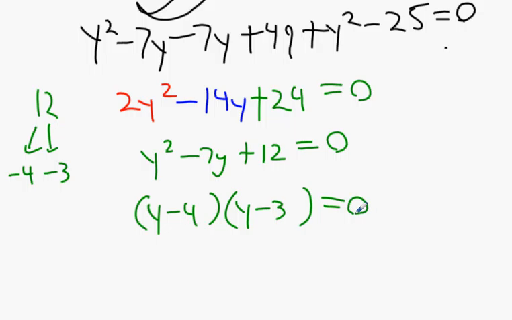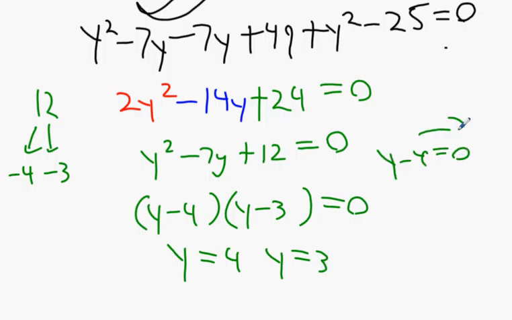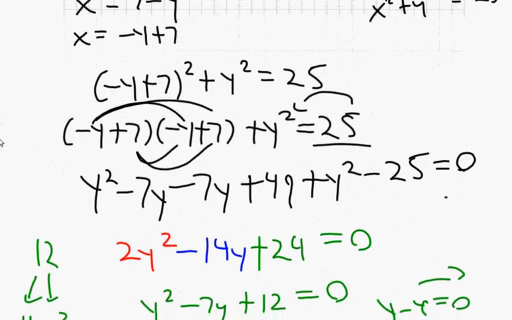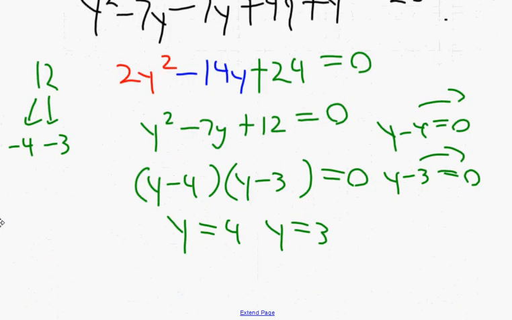And then after that, y equals 4, y equals 3. Or the missing step, y minus 4 equals 0, bring the 4 over. Y minus 3 equals 0, bring the 3 over. Y equals 4, y equals 3. Okay. What next? Sub them in. And what do I sub them in into? Minus y plus 7.